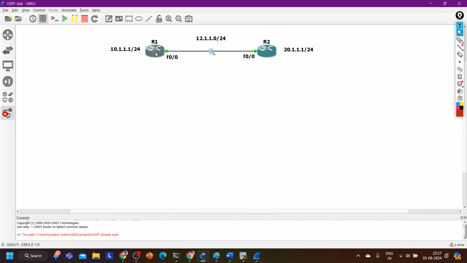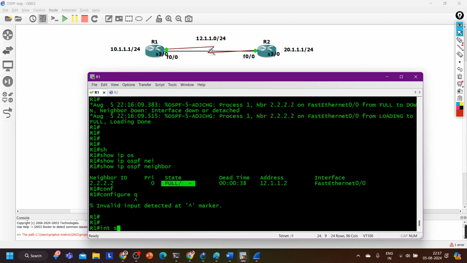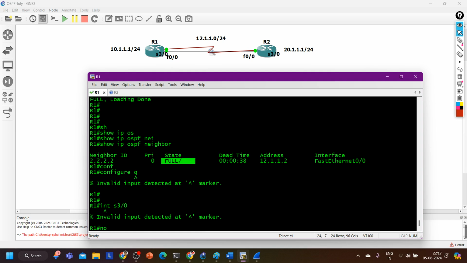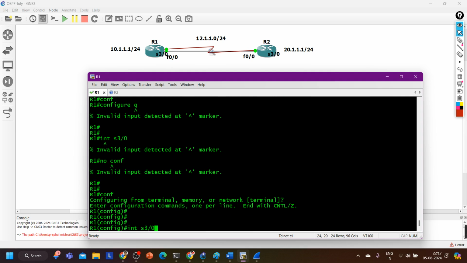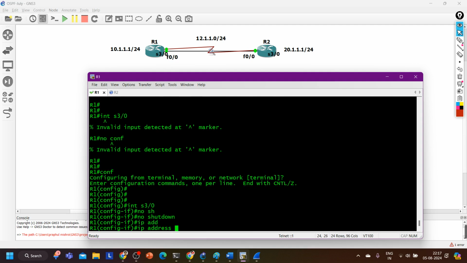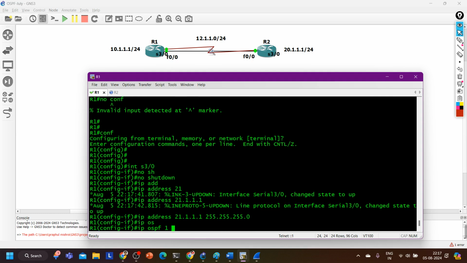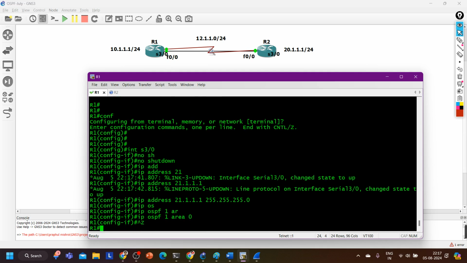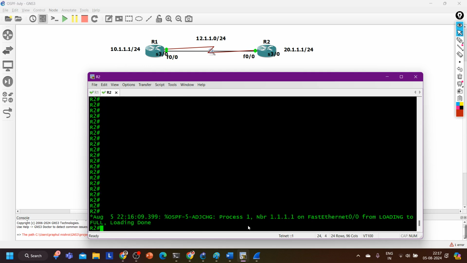So if between router 1 and router 2, I connect one serial link, let's say 3/0, and on 3/0 also I'm going to configure one IP. Let's say on router 1, interface serial 3/0, say no shut, and IP address 21.1.1.1 255.255.255.0, say ip ospf 1 area 0. Right now, show ip ospf interface brief, you can see OSPF is enabled on all the interfaces.